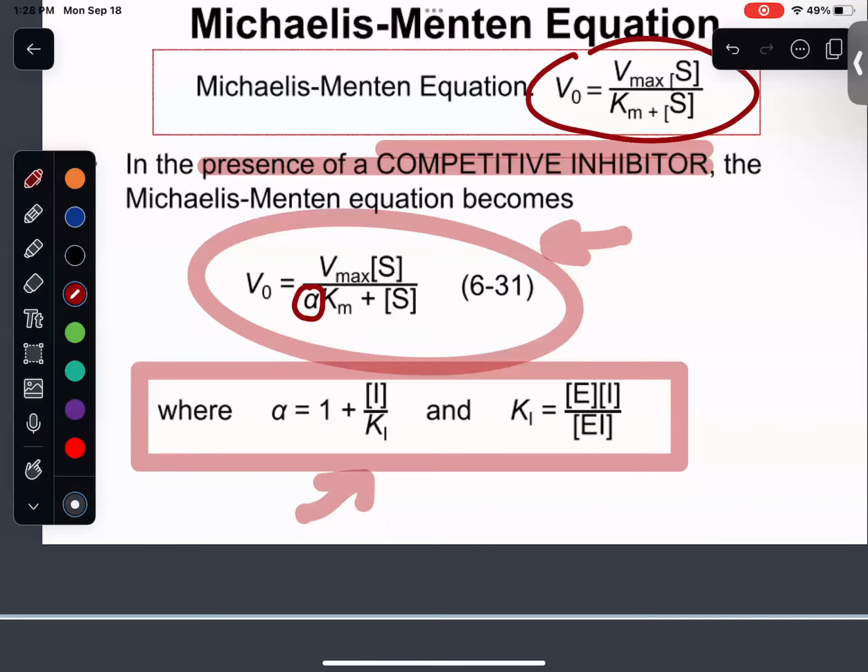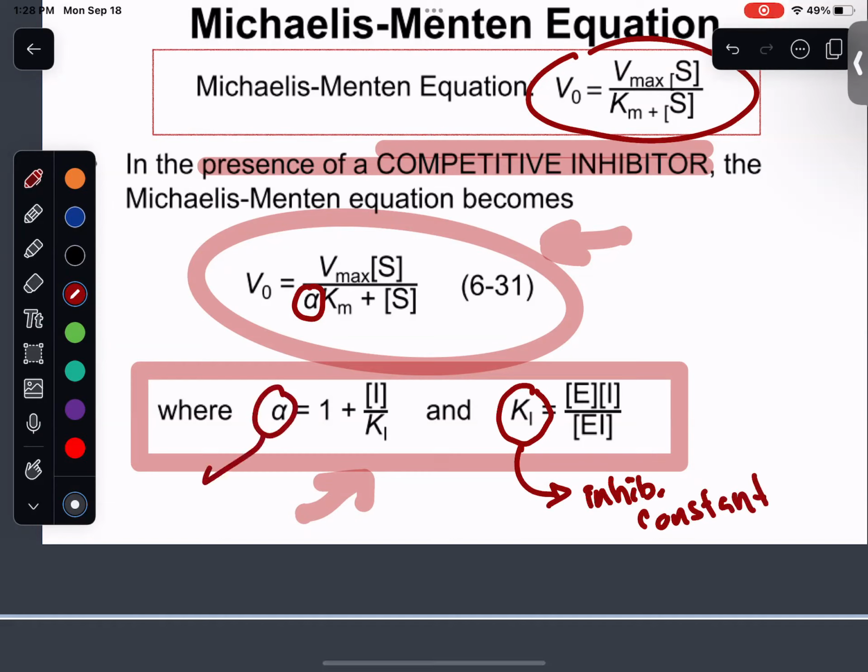Yeah. I will mention this constant here, Ki. Ki stands for the inhibition constant. This is going to be pretty huge in pharm. Okay. And we will definitely get into that in a few slides, a little bit more. But keep in mind that Ki equals inhibition constant. Alpha is apparent Km.